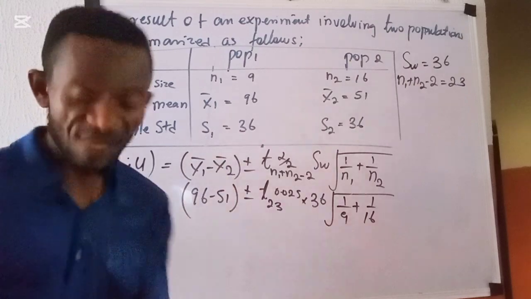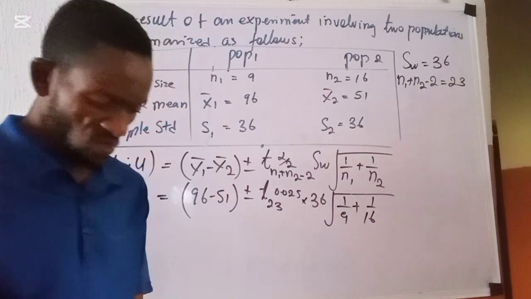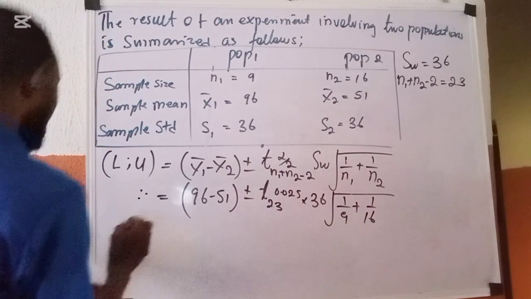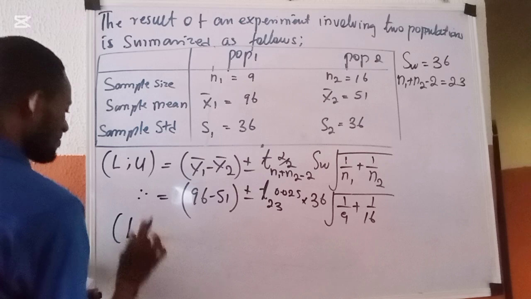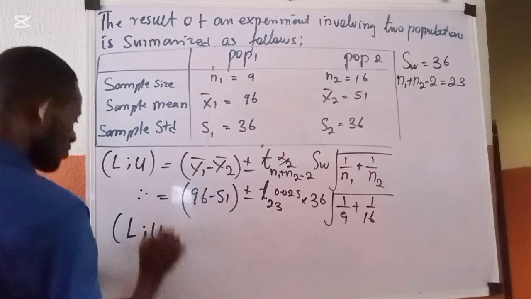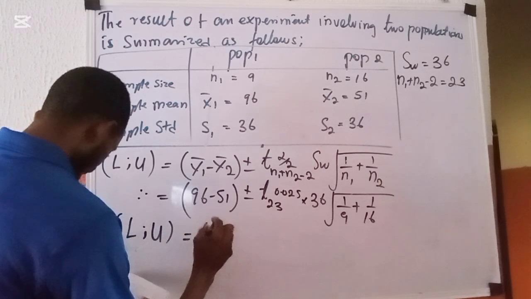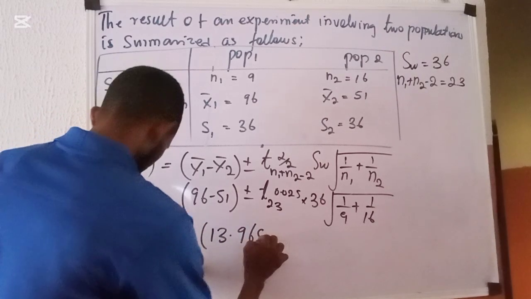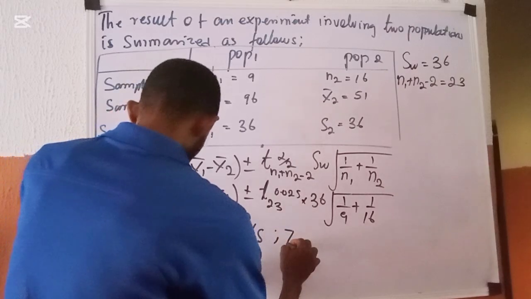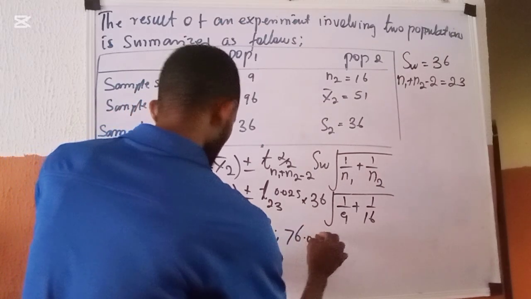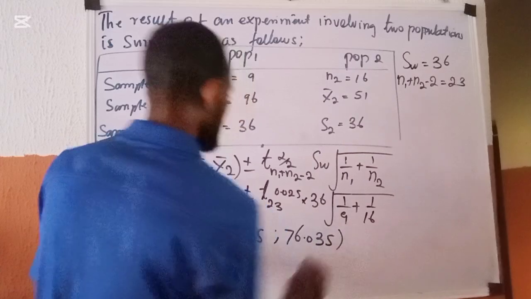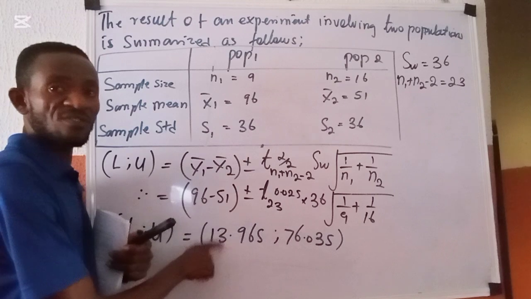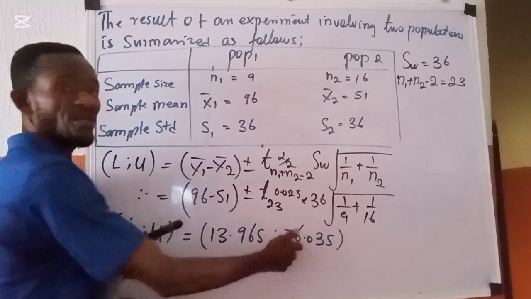So let us lift what they gave us, and I urge you to confirm whether what you are going to have at the end of it now is the same. By their own calculation, they have L and U given as 13.965 and 76.035. This is the lower confidence limit and the upper confidence limit.